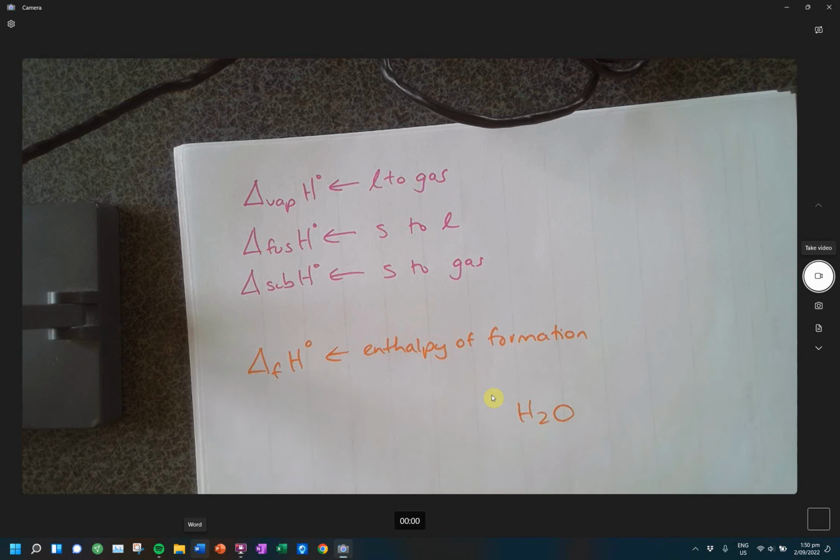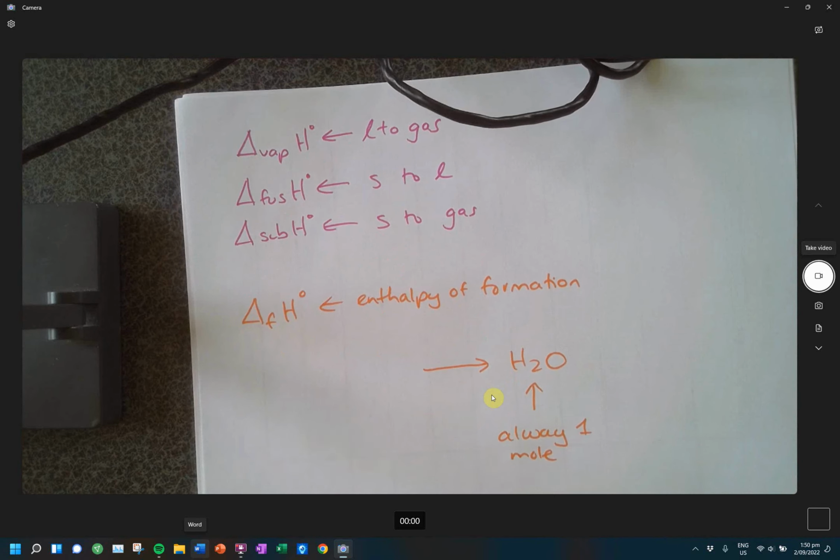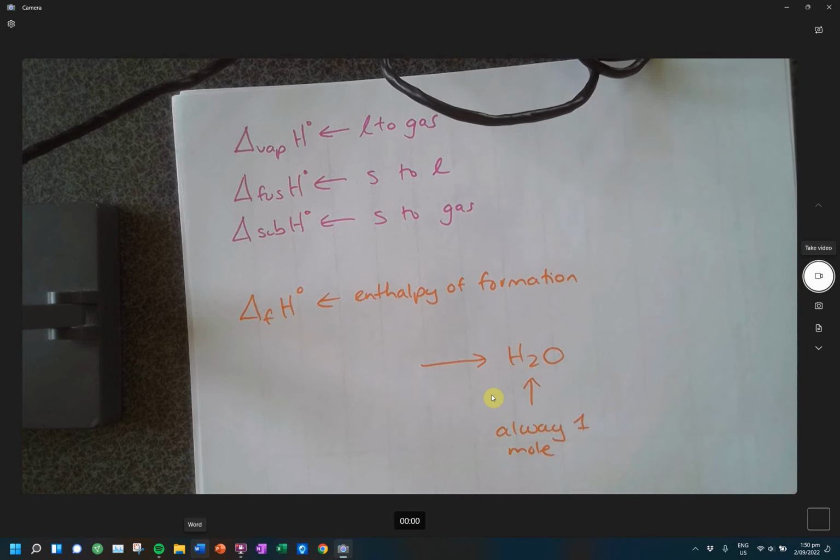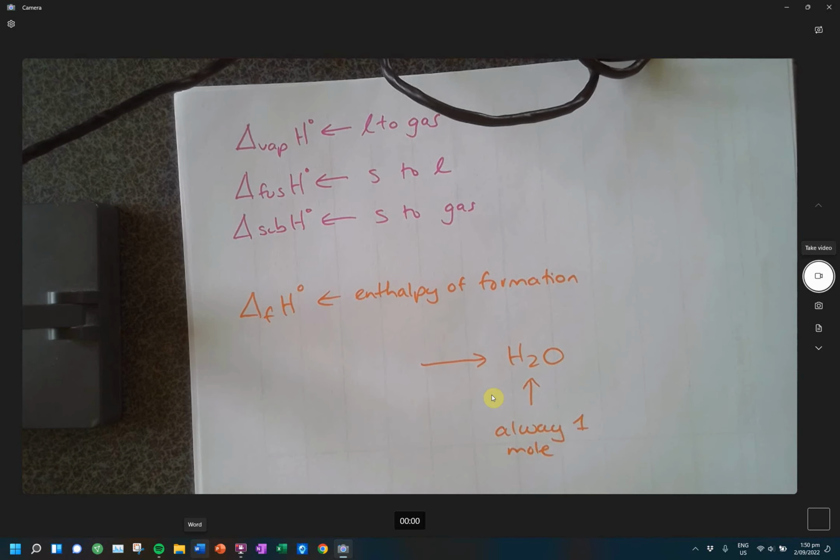Now, when we are doing this, there are some things you have to keep in mind. First off, you are always setting a formation equation with the product being 1 mole. You're used to balancing equations and just doing it. In this case, you have a rule, and that rule states this one has to be 1. Everybody else is in reference to that one. That means we can have fractions in front of our molecules, and that's okay.